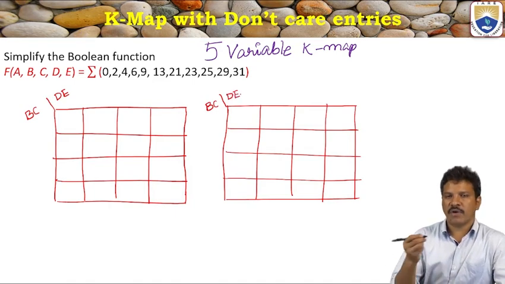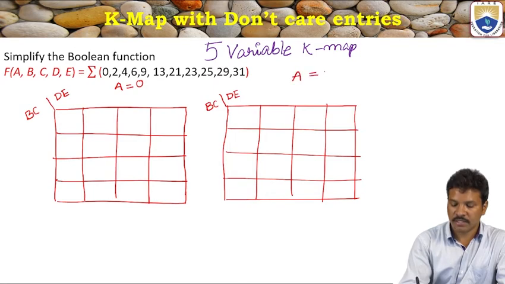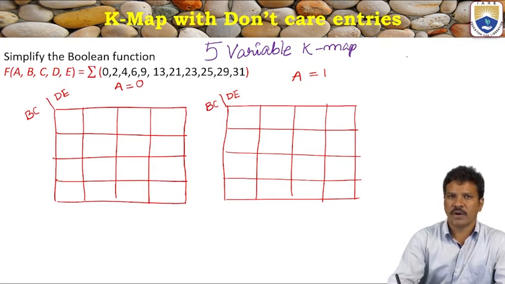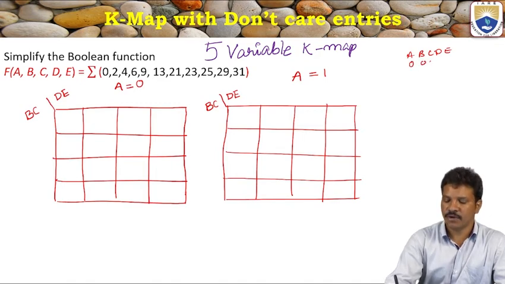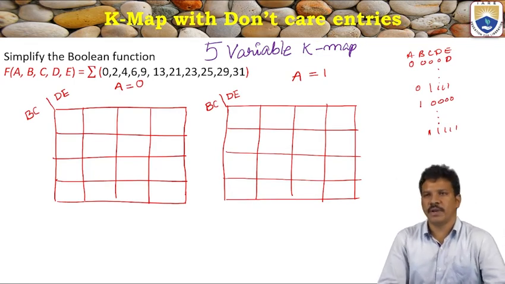But in order to get a 5 variable K-map, I am taking this box as A equal to 0, and this 4 variable K-map is for A equal to 1. Even in the table, to get the 5 variable truth table A, B, C, D, E, among 16 possibilities consider A equal to 0, then follow the 4 variable table: 4 zeros, 4 ones. The next 16 possibilities again repeat 4 zeros with 4 ones, by combining the fifth variable A equal to 1.